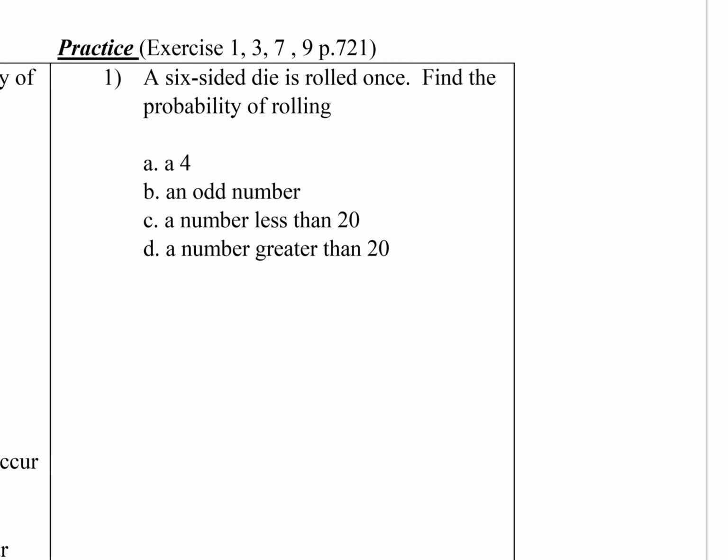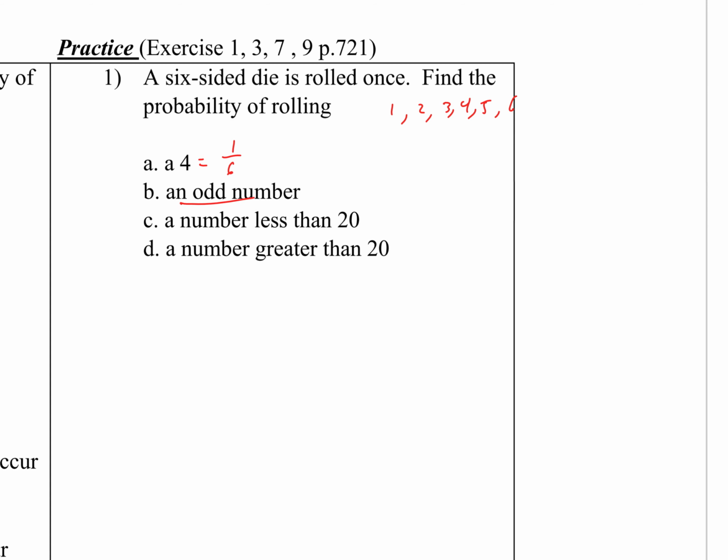Six-sided dice rolled once, find the probability. Okay, so it's a six-sided dice, so we're going to go ahead and just put the sample space so we can know what we're talking about. Oh my gosh, my handwriting. 3, 4, 5, 6. Okay, the probability of getting a 4. So there's only one 4 out of the 6, so it's 1/6.